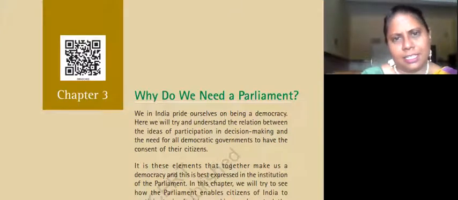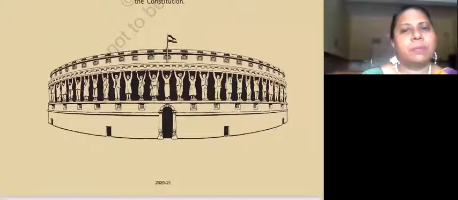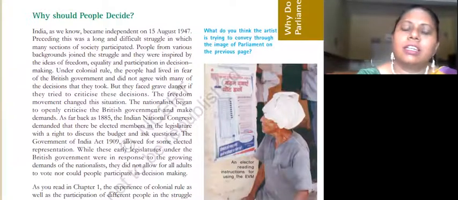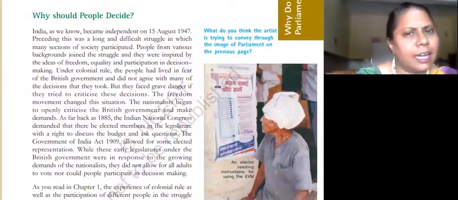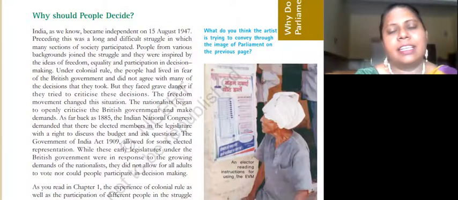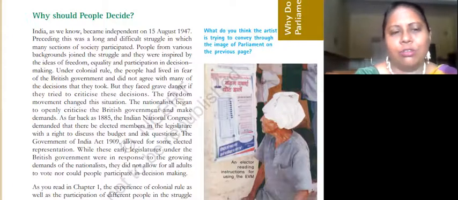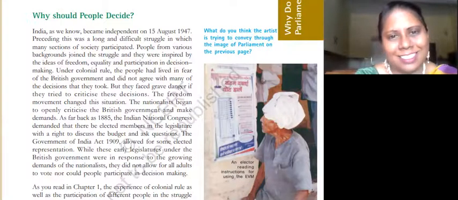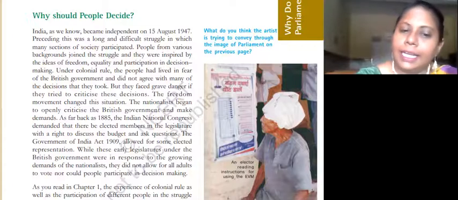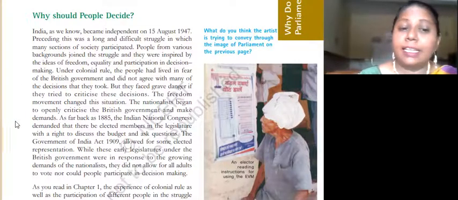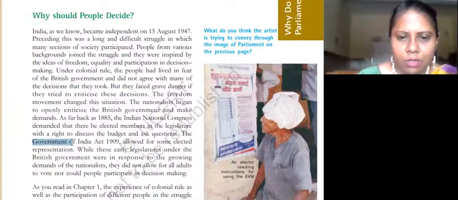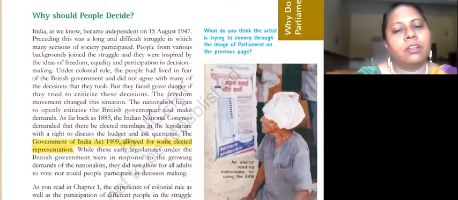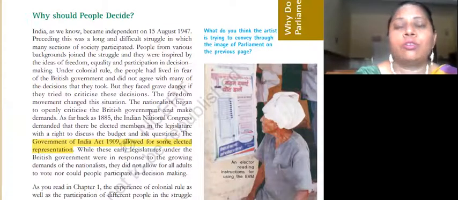Now the question arises, why were the people given a chance to take part in the decision-making process? It was during the British rule that our nationalists, our leaders, realized that even the citizens should have a right to take part in the decision making, as that decision will be applicable to the citizens. Therefore, the Government of India Act of 1909 allowed for some elected representatives. Only some people were given the right to vote, or rather, the right to represent.